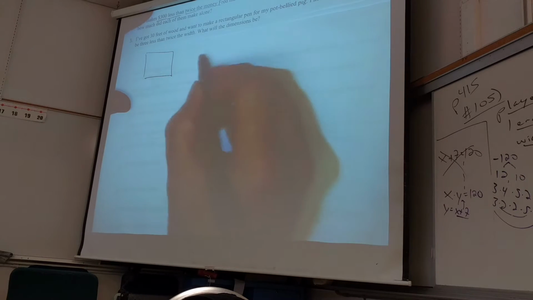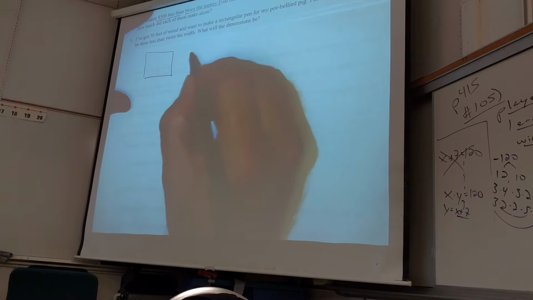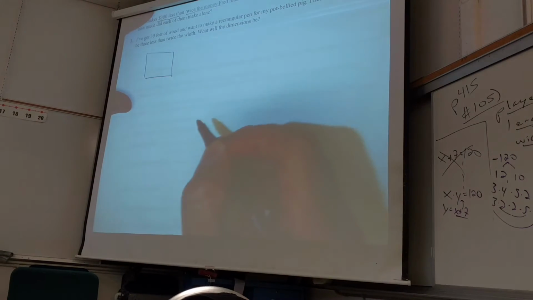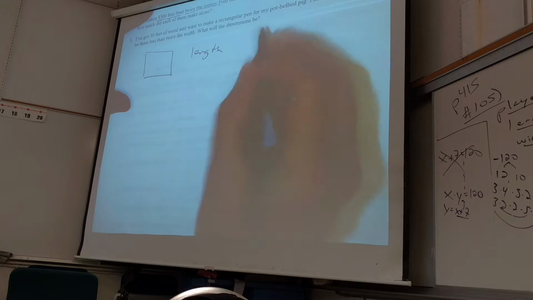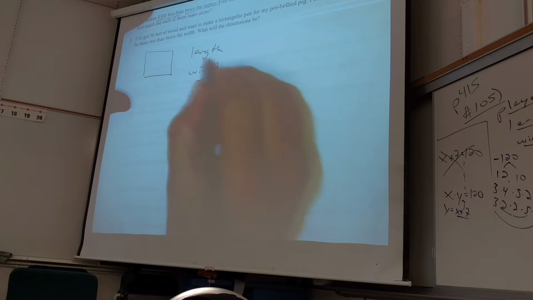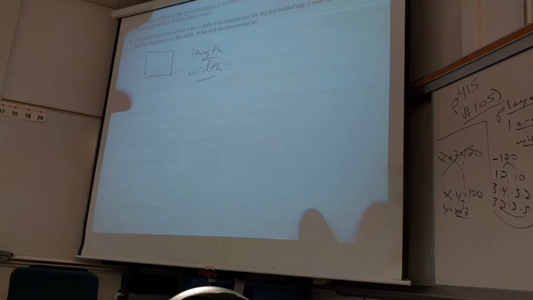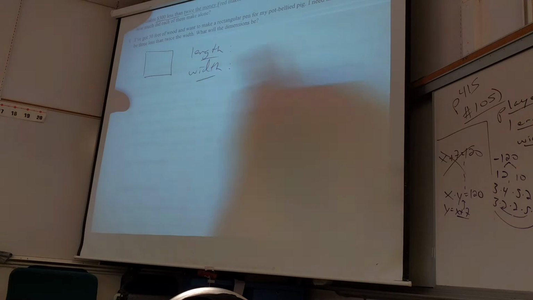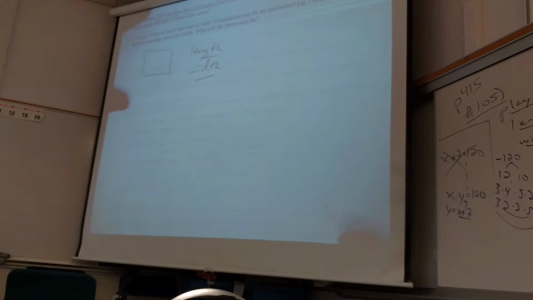So what are, in English, what are the players in this problem? The pig. Is that what you said? Length? You're like, I don't know the name of your pig yet. I haven't named it yet. Length and width. So which one's got to be just X?